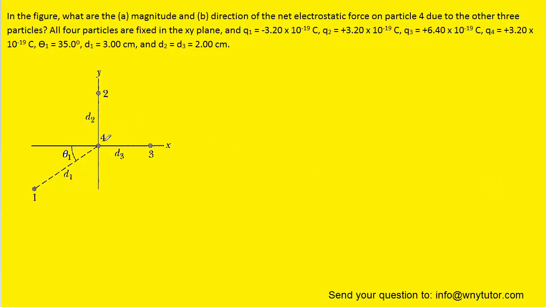In order to calculate the magnitude and direction of the net electrostatic force on particle 4, we have to consider the equation that relates the electrostatic force exerted between two charged particles, which is also known as Coulomb's law. So let's take a look at that equation. In that equation, the electrostatic force is equal to a constant multiplied by the magnitude of the two charges divided by the distance between the charges squared.